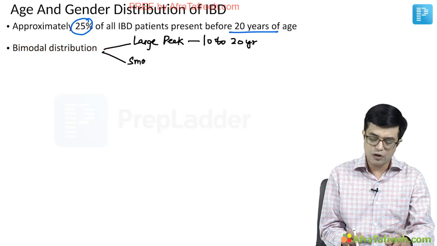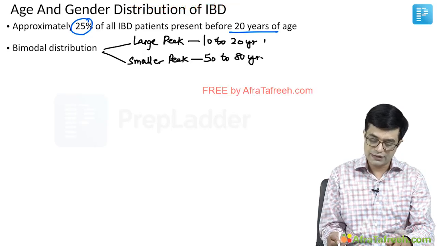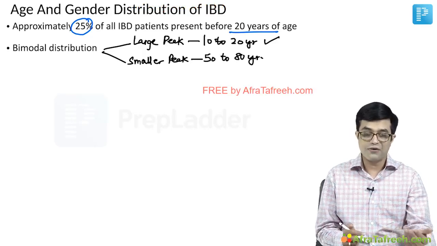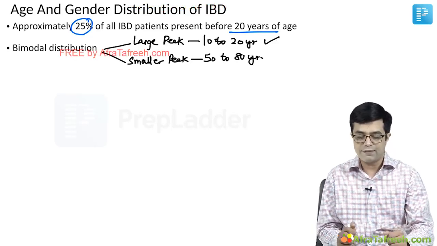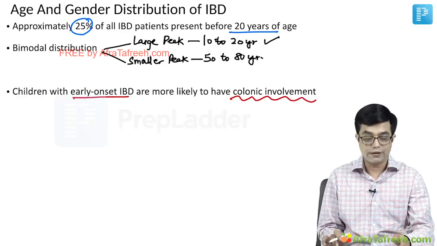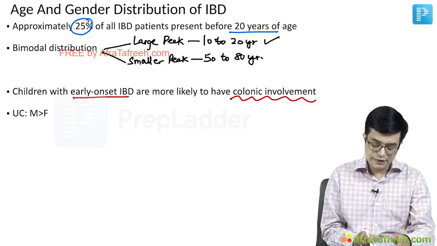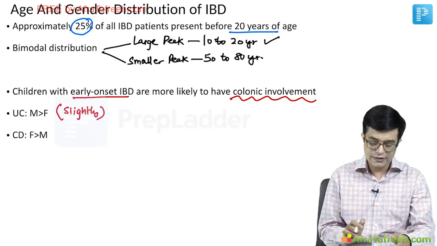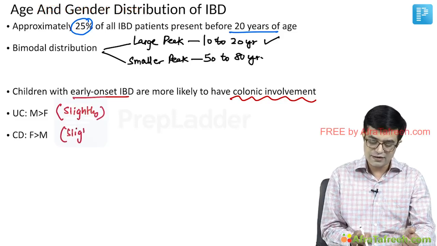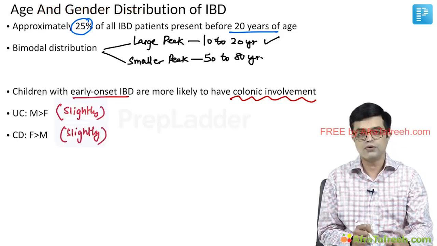There is a relatively smaller peak where cases will occur between 50 to 80 years of age. But this is the peak which is being increasingly identified, and more questions are now being asked on IBD in pediatric exams. Children with early onset IBD are more likely to have colonic involvement. In ulcerative colitis, males are slightly more commonly affected than females, whereas in Crohn's disease, the ratio becomes slightly different. Females are slightly more commonly affected as compared to males.